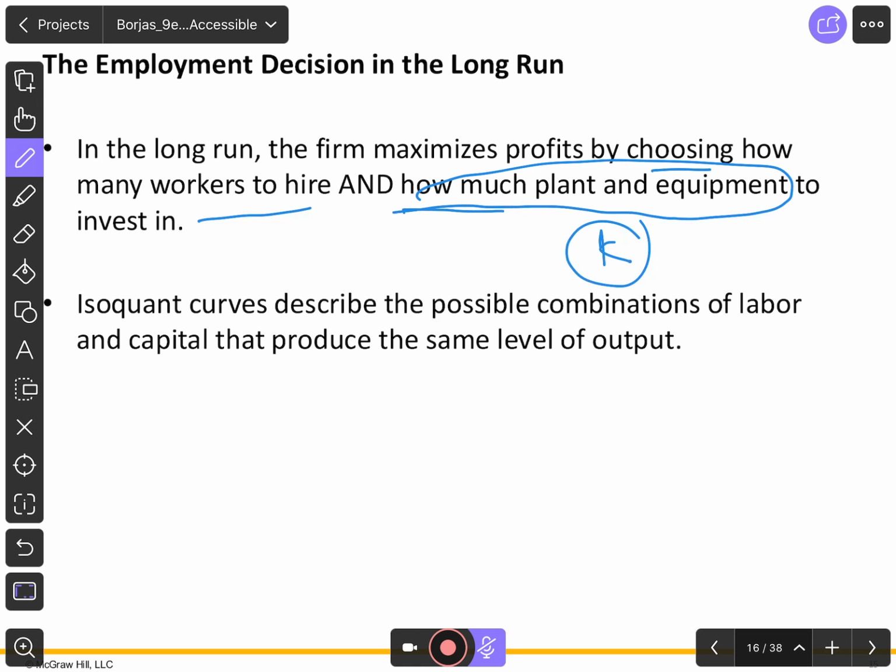And there is an important tool to be used in order to decide which is the best attainable combination between workers and capital that would produce the same level of output. Okay, and I hope this is reminding you of the previous chapter when we were talking about the indifference curves. So the isoquant curves are just the firm's version of the indifference curve for the workers.